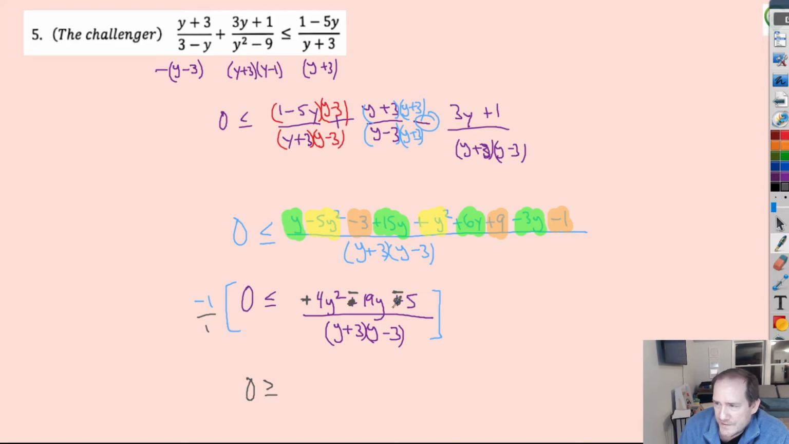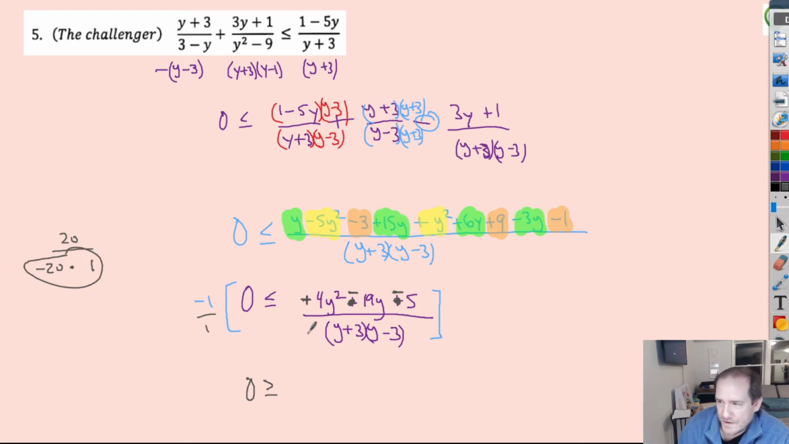But this now means we can factor this. 4 times 5, by the way, is 20. And if you want to get a 19, then just use 20 and 1. And if you want a negative 19, you're going to let the 20 be negative and the 1 be positive.